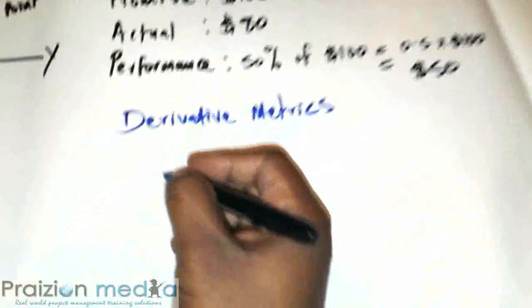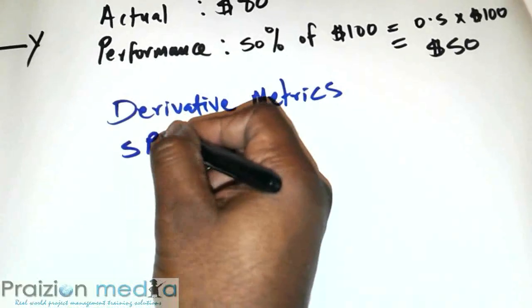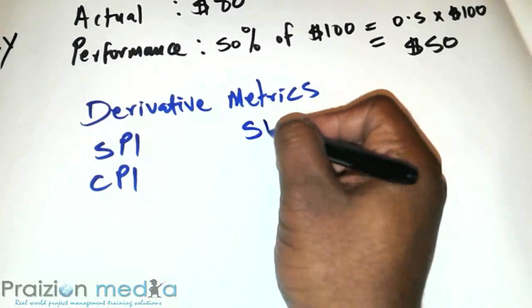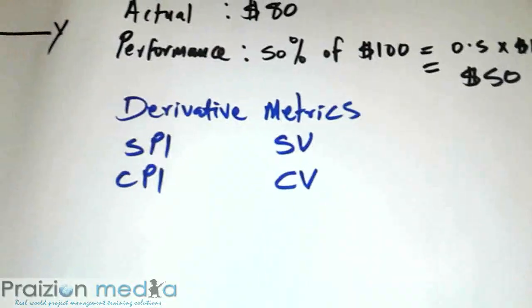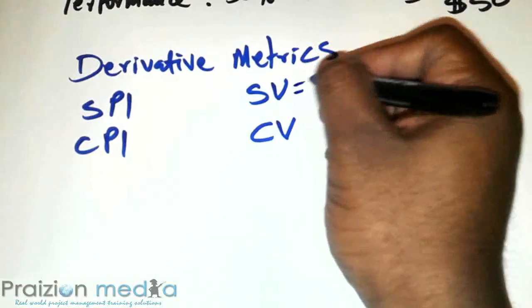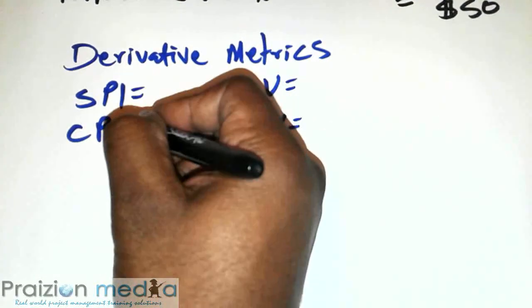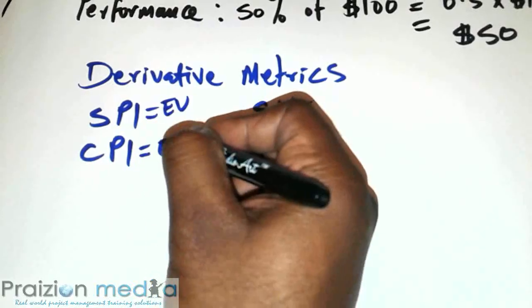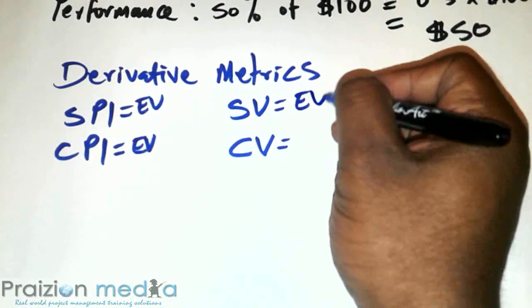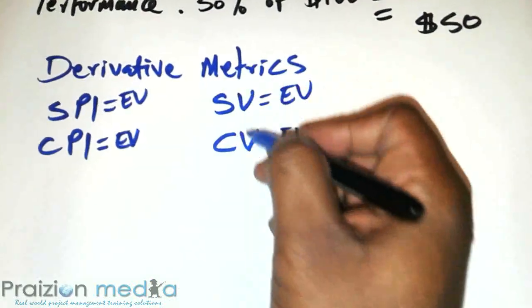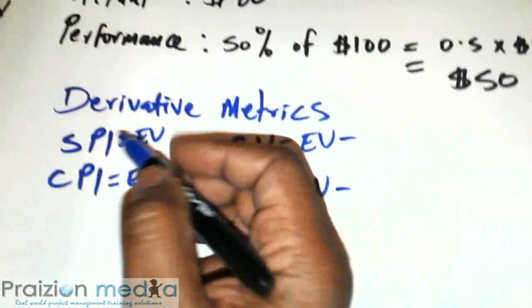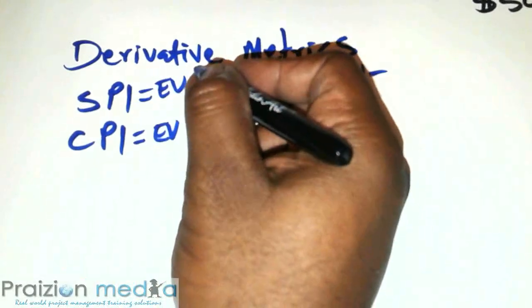The derivative metrics are known as schedule performance index, cost performance index, schedule variance, and cost variance. And I'm sure you know these by now if you're watching this video, hopefully. If not, no big deal. You can always watch my easy to understand videos on this. But they all start with earned value, all of these metrics. If it's a variance, schedule variance and cost variance, we subtract. If it's an index, we divide.